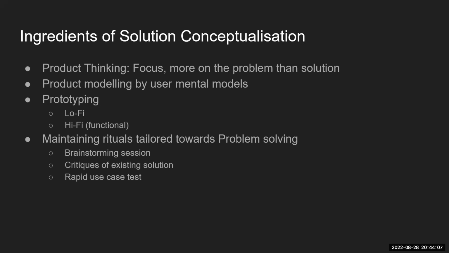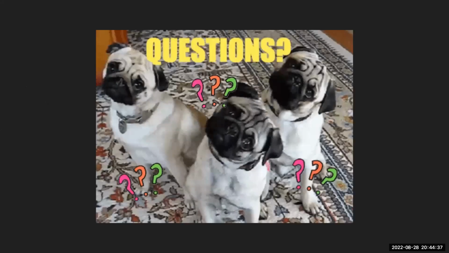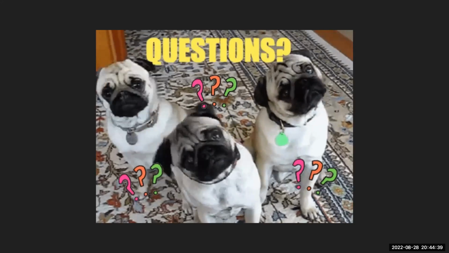Then we have critiquing the existing solution. So you have a solution, you have to criticize it and, like I said, evaluate if the problem is actually solved. And here you also need to use the rapid use case test. Which would mean that before anything, even before you put together all your developers and designers, you may just quickly want to run some use case tests on some set of users, to really know that yes, this problem is actually solved. And that has to do with what we have for problem conceptualization.